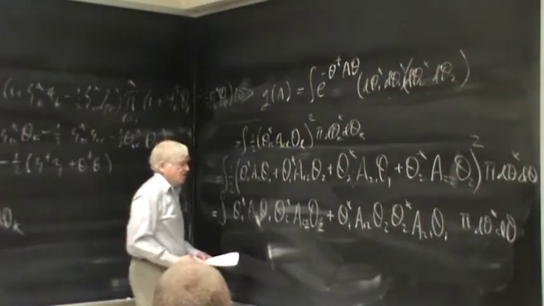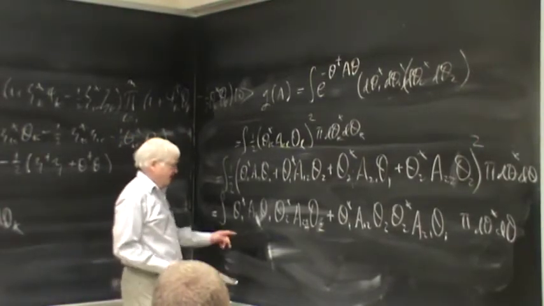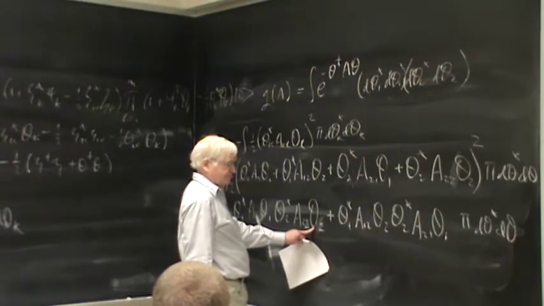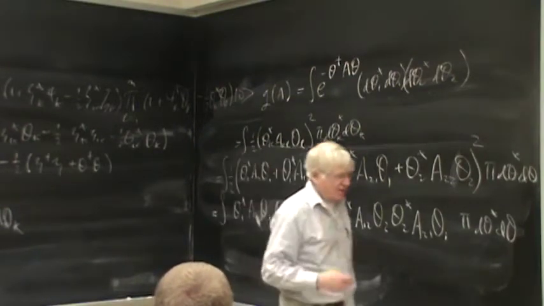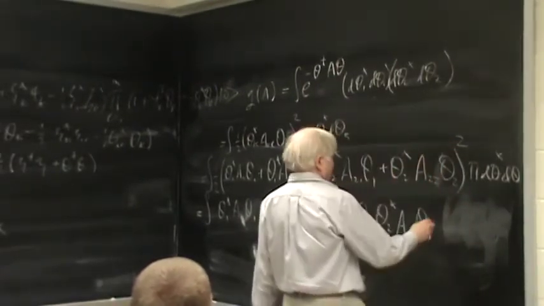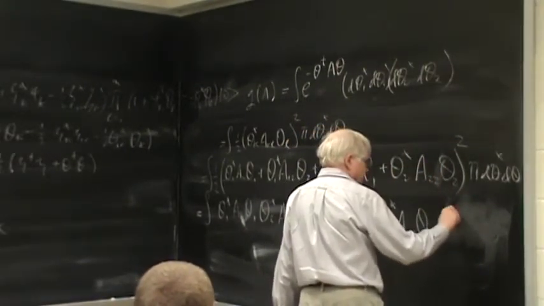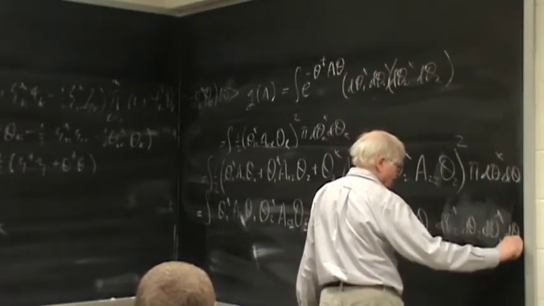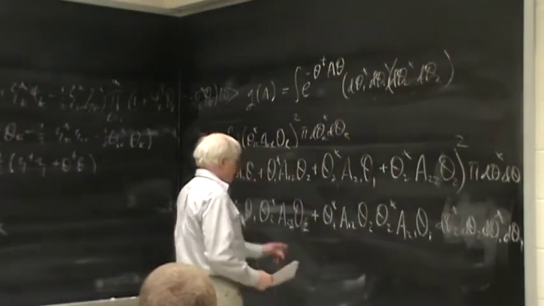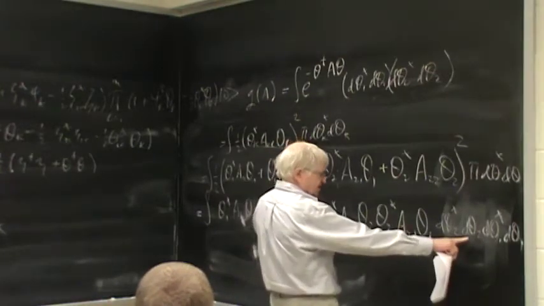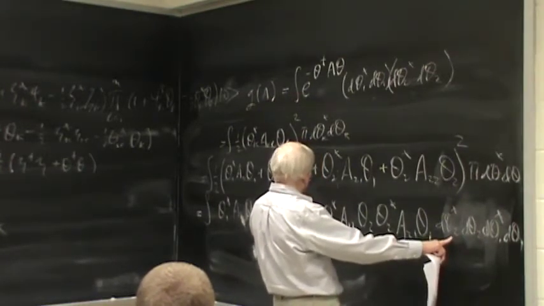Okay, so what do we have? Let's look at this one, the theta 2 star theta 2. Maybe I should write it more explicitly so that we actually see what's going to happen: d theta 2 star, d theta 2, d theta 1 star, d theta 1. So let's look at theta 2 star theta 2. This will integrate to 1, but only when we've pulled it through.